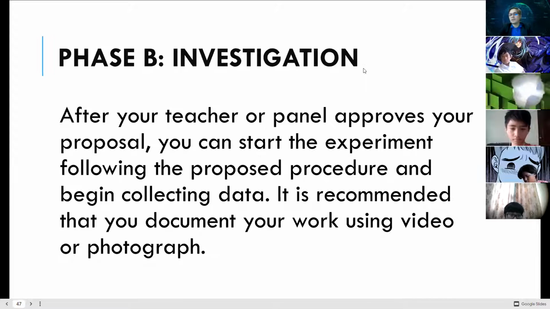With phase B. This is the actual investigation. This is one of the important phases, in my own opinion, because you are now conducting the investigation. You are now investigating your hypothesis on the problem itself. After your teacher panel approves your proposal, you can now start the experiment following the proposed procedure and begin collecting data. Your data could be qualitative or quantitative.